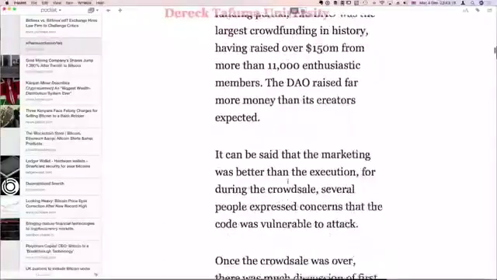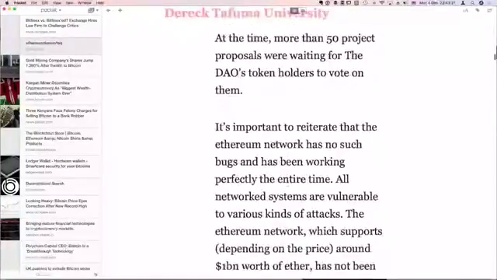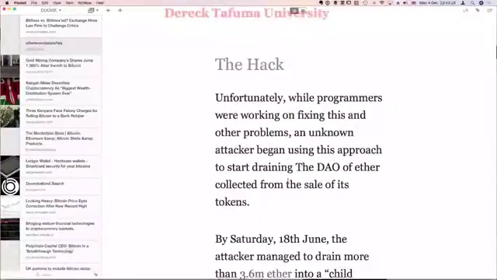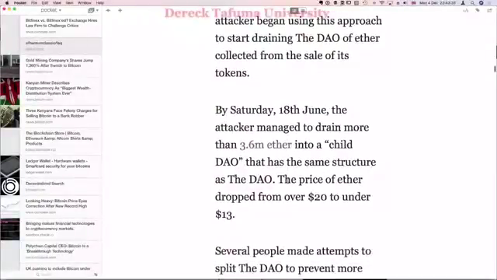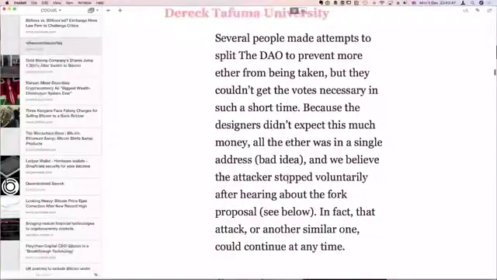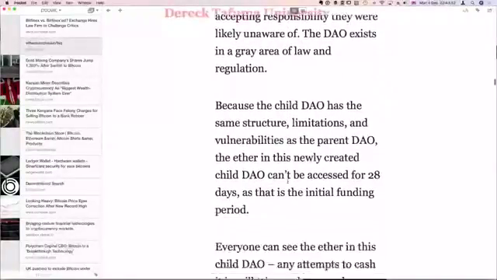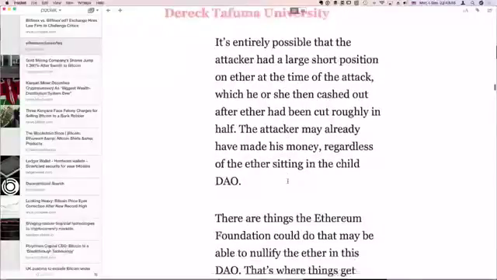Let's have a look at the bottom here. Unfortunately, while programmers were working on fixing this and other problems, an unknown attacker began using this approach to start draining the DAO of Ether collected from the sale of its tokens. By Saturday, the 18th of June, the attacker managed to drain more than 3.6 million Ether into a child DAO that is the same structure as the DAO. So there was a problem, and after that problem, there was a split, and the split resulted in the Ethereum Classic.